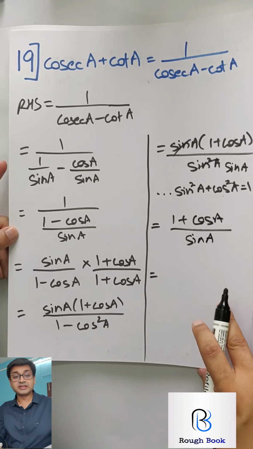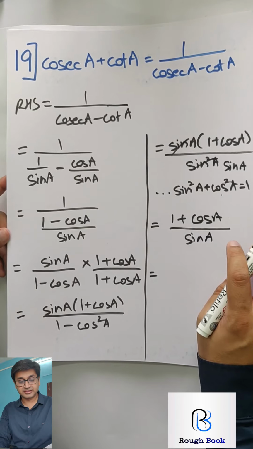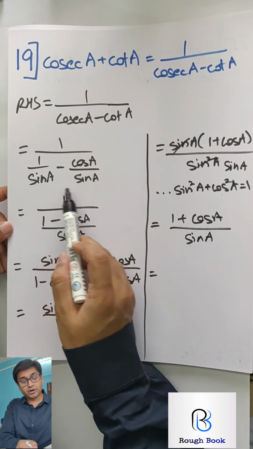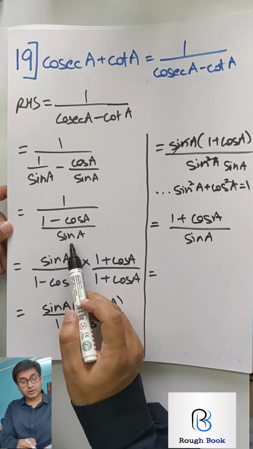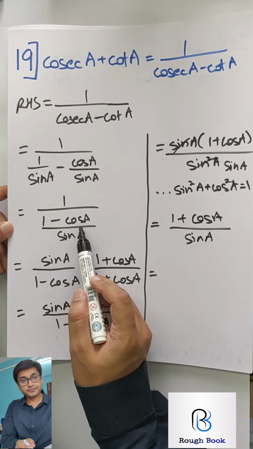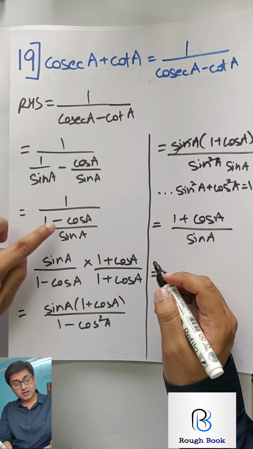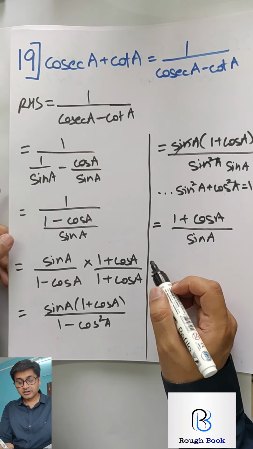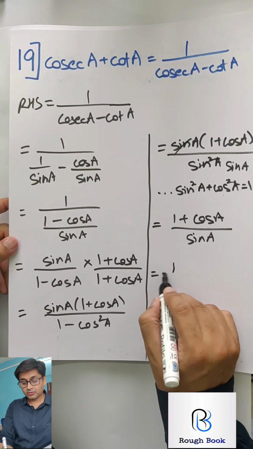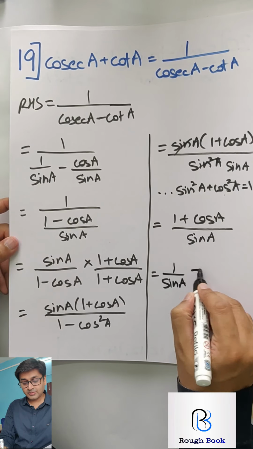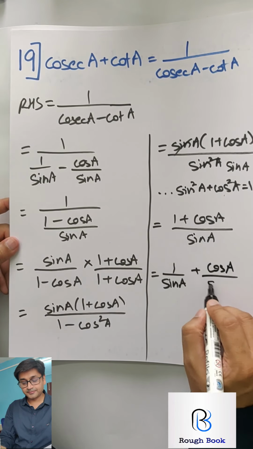Now we use the reverse LCM technique. What is this reverse LCM? See, when two denominators are the same, you write it only once and you add the numerators. Reverse means you split this. So 1 upon sine, and same thing we are going to do over here, plus cos upon sine.